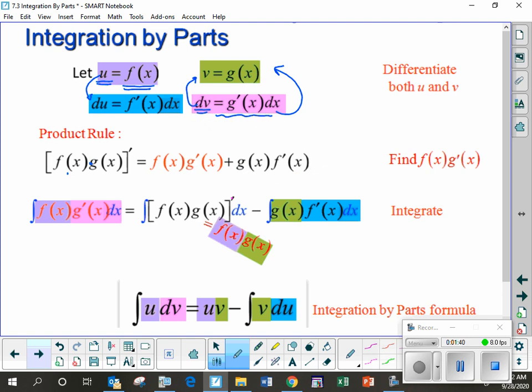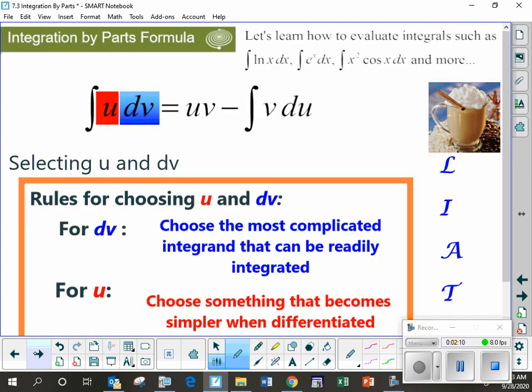Now, when I see a format where I have f times g prime, then I can integrate that into two spaces. And it turns out then that we end up with the integral of u dv equals u times v minus the integral of v du. Hopefully we create something that's easily integrable. Okay, so selecting the u and the dv is the critical piece for integration by parts.